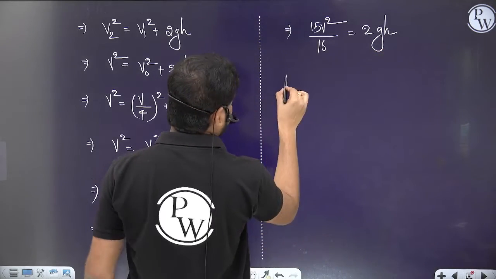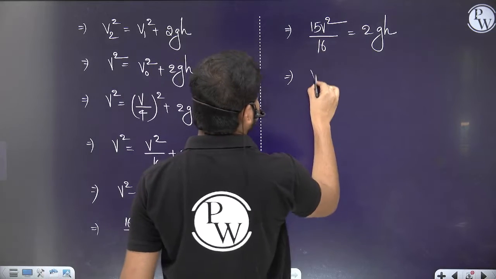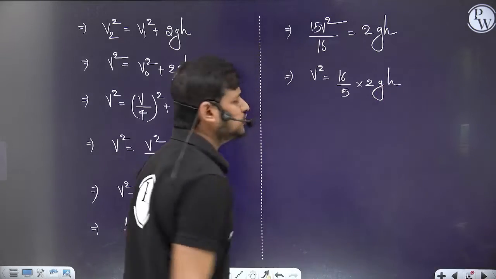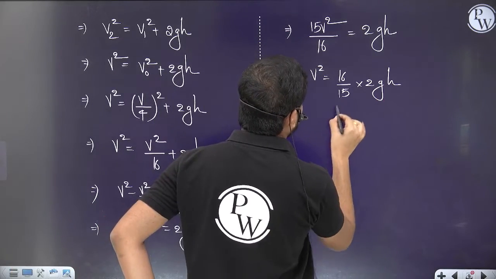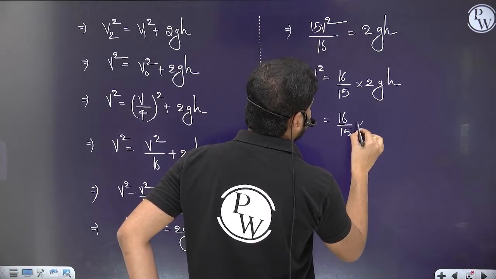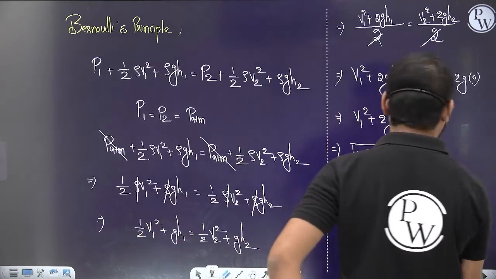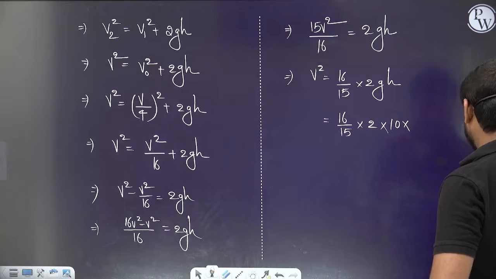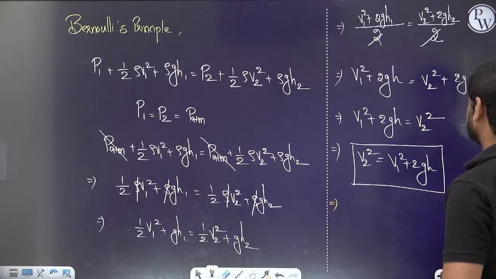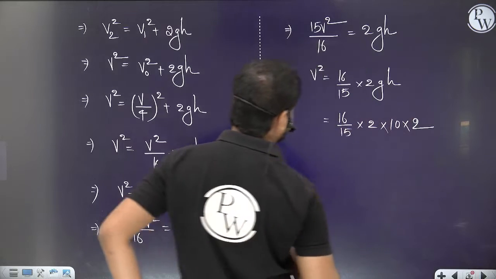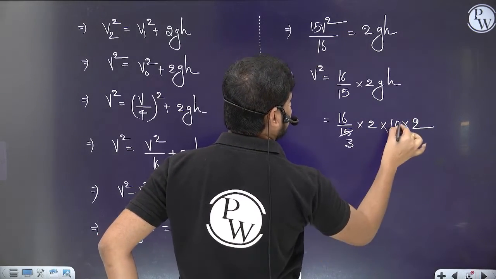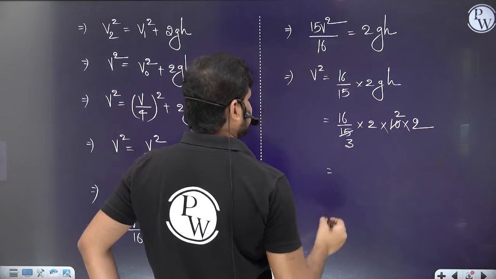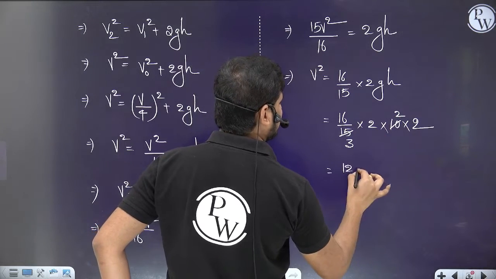Done? Yes. So now I need V square, right? So V square is equal to 16 by 15 into 2GH. Let's substitute the values. So 16 by 15 into 2 into G. The value of G they did not mention in the question, so I'll take 10 approximately, into the height H. The height H is 2 meters. So let's write this is 2 meters. Calculations: 5 3s are 15, 5 2s are 10. So 16 into 2 is 32, 32 into 2 is 64, 64 into 2 is 128 by 3.